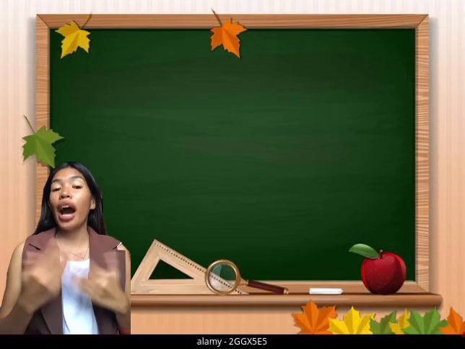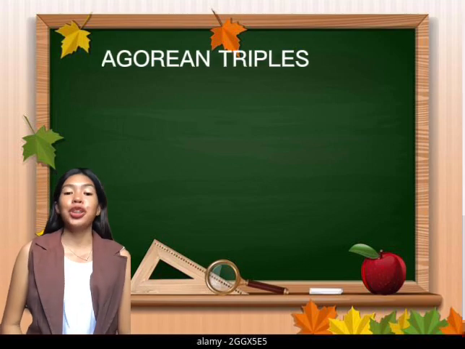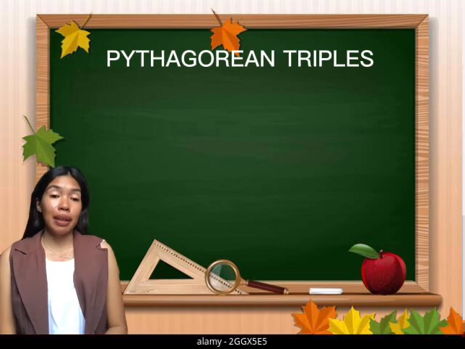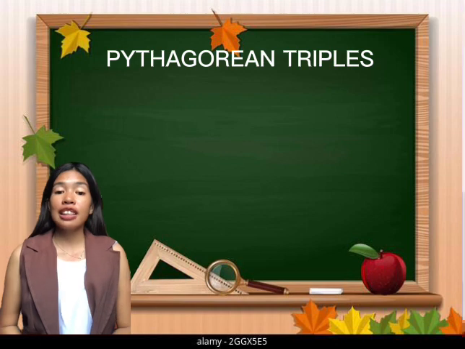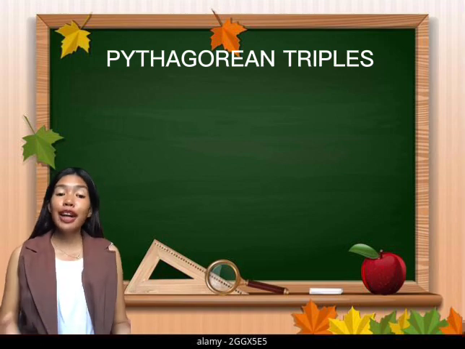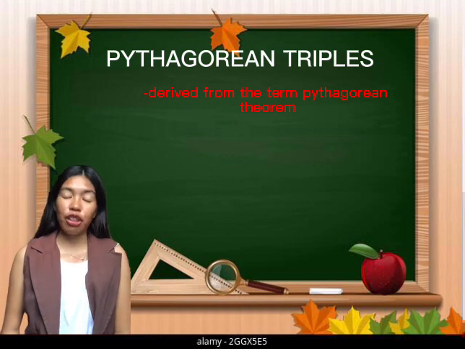In this video, I will be sharing what I have learned from the topic Pythagorean Triples. You can say triplets, but triples are the favored term. So to start this, let me define it first. Pythagorean triples is derived from the Pythagorean theorem.